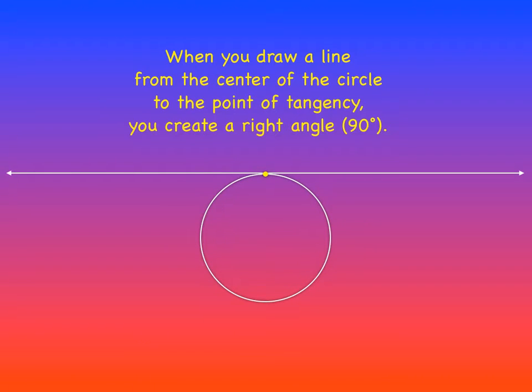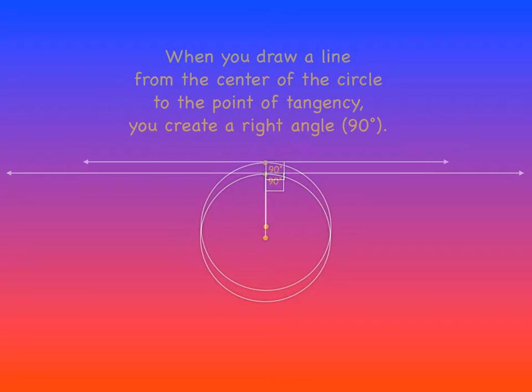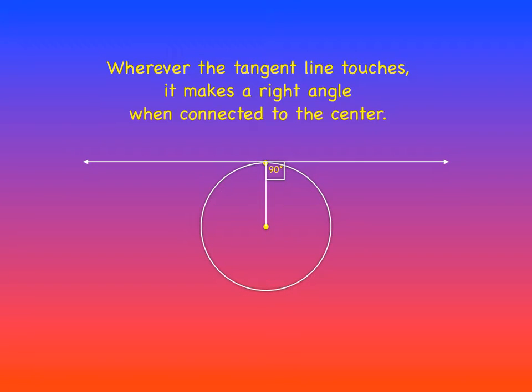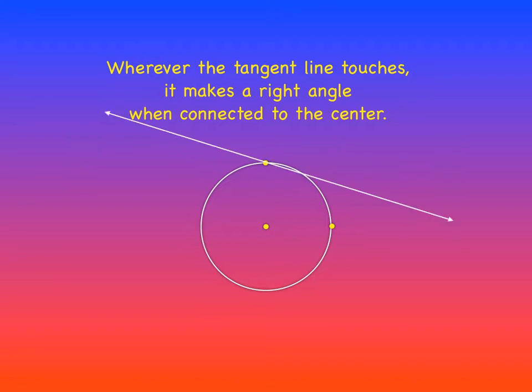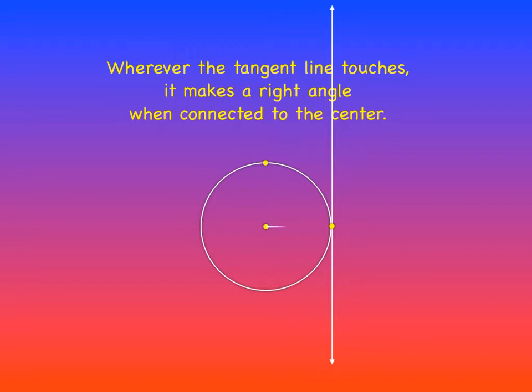When you draw a line from the center of a circle to the point of tangency, you create a right angle, 90 degrees. Wherever the tangent line touches, it makes a right angle when connected to the center.